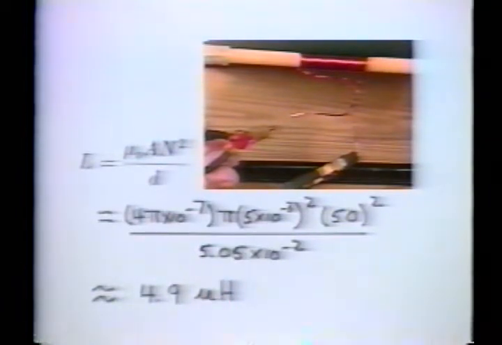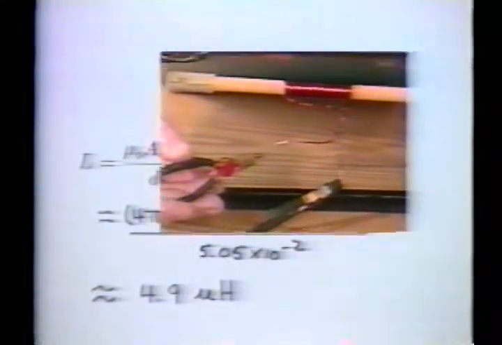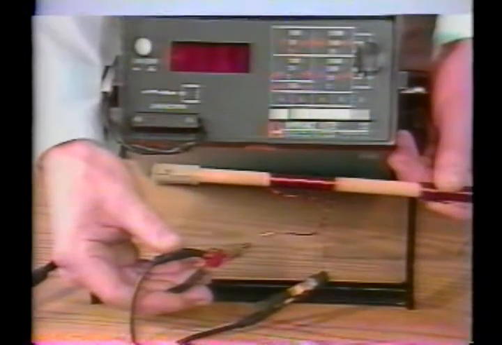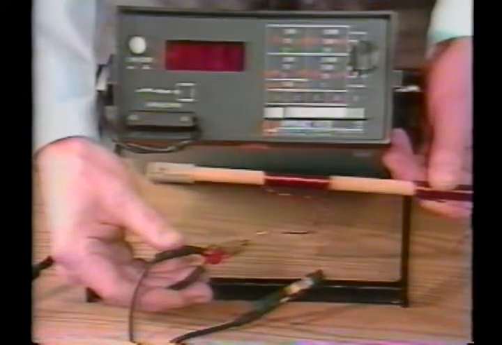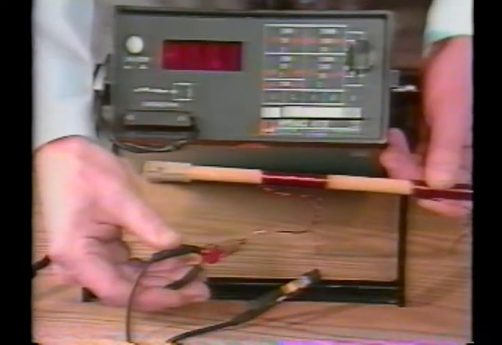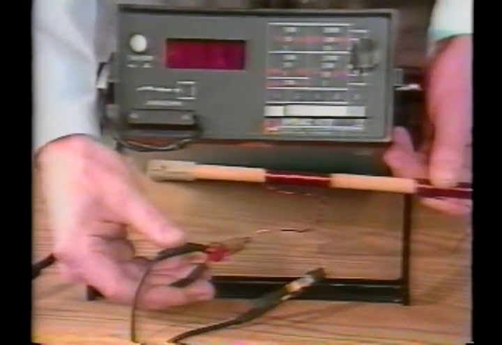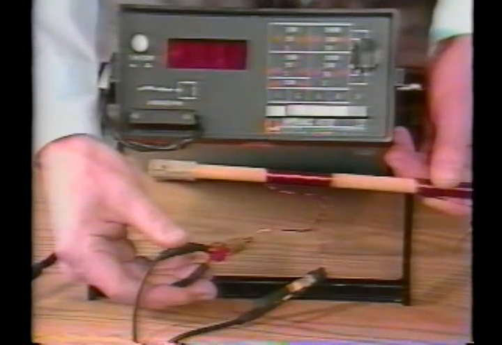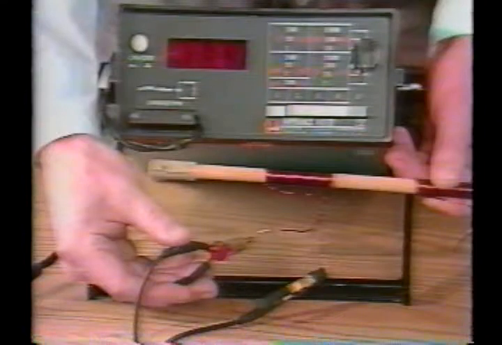We short-circuit the terminals and measure 0.7 microhenries as the lead inductance. Subtracting this from the measured 5.9 microhenries gives the coil inductance as 5.2 microhenries, in reasonable agreement with the predicted 4.9 microhenries.